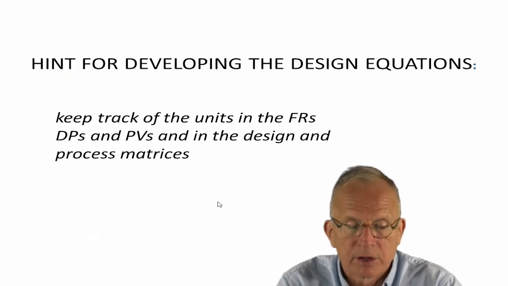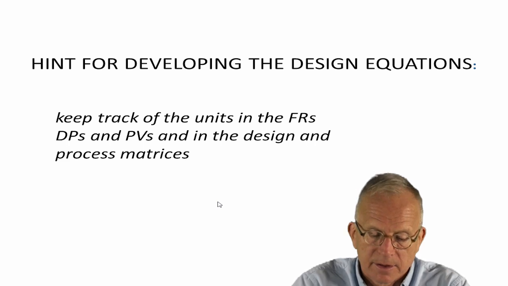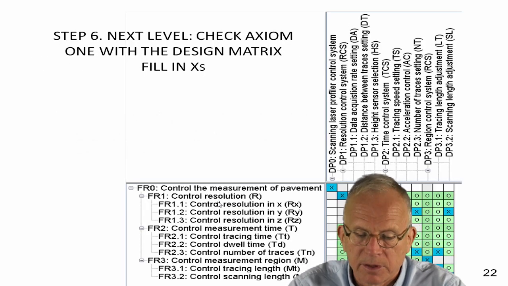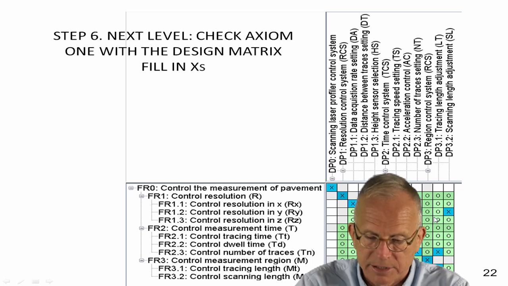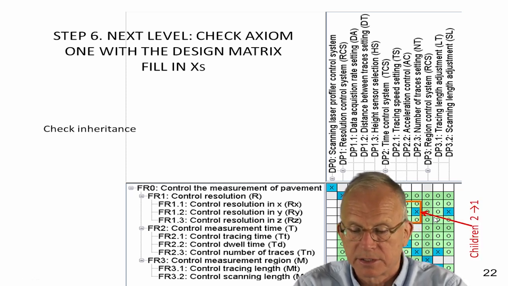Here's a hint for developing the equations. Keep track of the units in the functional requirements, the DPs and the PVs. This will help developing the equations. So we initially have a matrix like this. We filled in these off-diagonal x's based on our little analysis there. And now we want to check for inheritance.